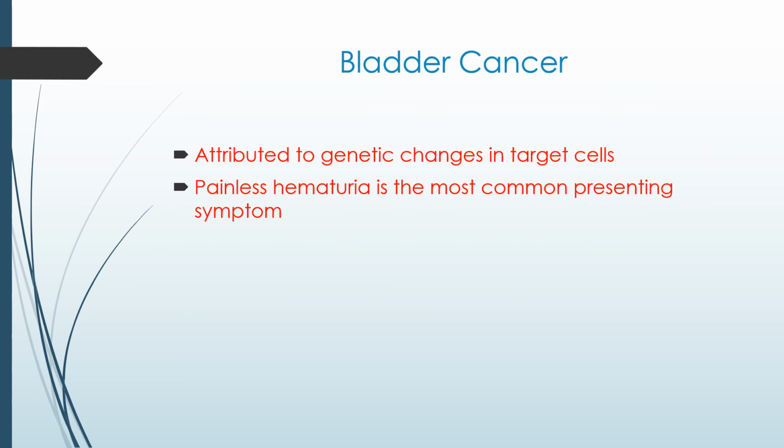Bladder cancer. Bladder cancers, ladies and gentlemen, listen up. Bladder cancer is attributed to genetic changes in target cells, and painless hematuria is the most common presenting symptom. So when there is hematuria and there is no reason for this hematuria, your client does not have a UTI, they do not have an infection, they do not have a stone. Painless hematuria is the most common presenting symptom for bladder cancer.